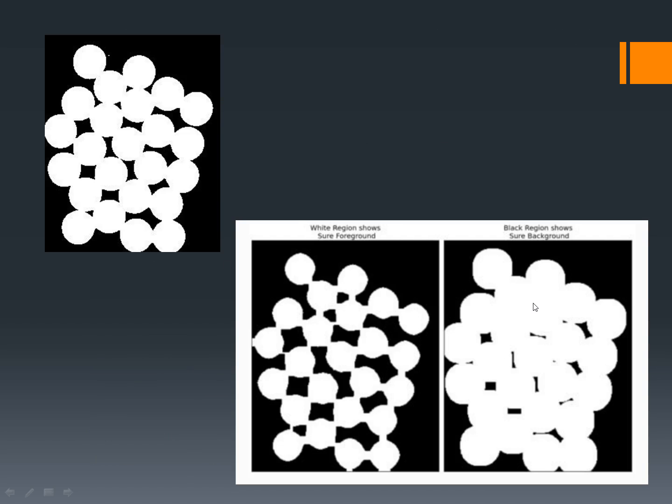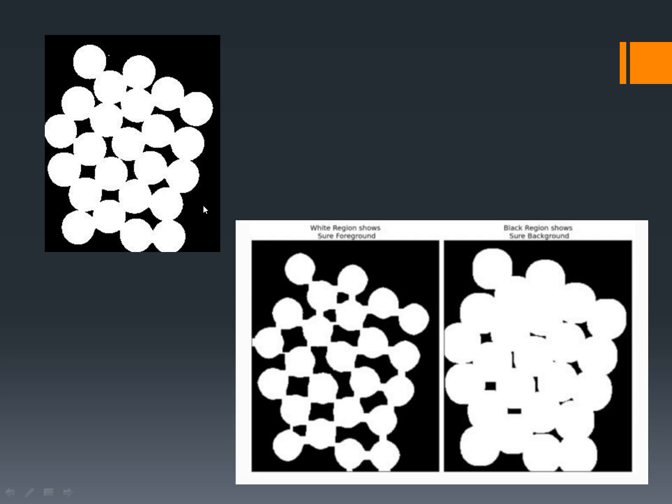For background we are using dilation for sure, but for foreground we are not using erosion. The reason is, if the objects are not touching each other, then if we use erosion, we are sure that this is the foreground. We are damn sure, because the value which will be 1, that's the foreground.